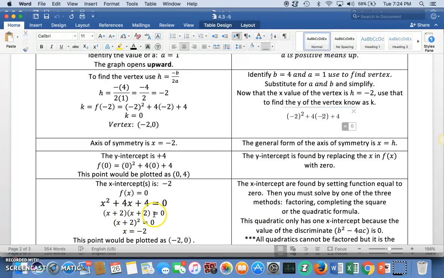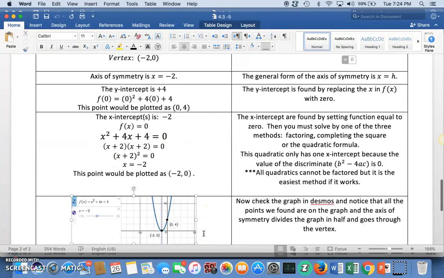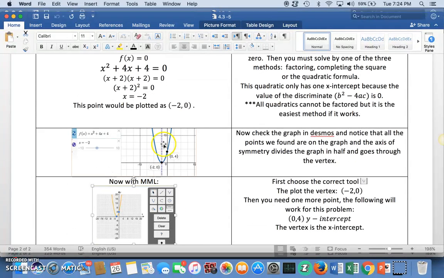It would be x plus 2 and x plus 2. That's x plus 2 squared. If you take the square root of both sides, you get x plus 2 is equal to 0, and then x equals negative 2. You've got the same root two different places. Of course, you could have done it by other methods too. When it's graphed, you see that you only have this one point right here. This is your y-intercept, 1 x-intercept, axis of symmetry.